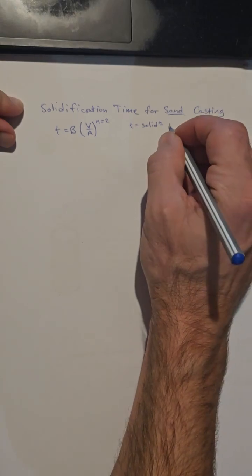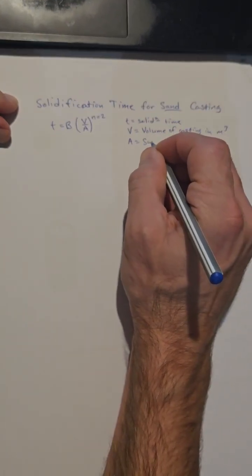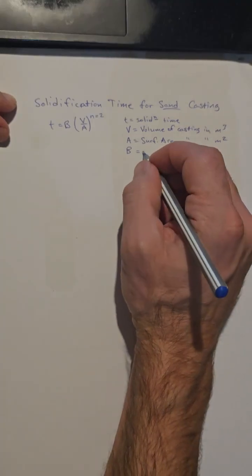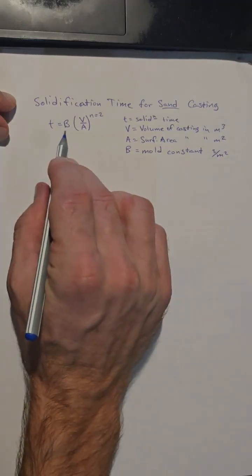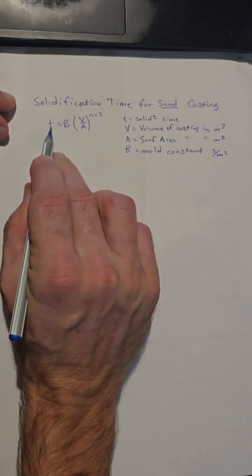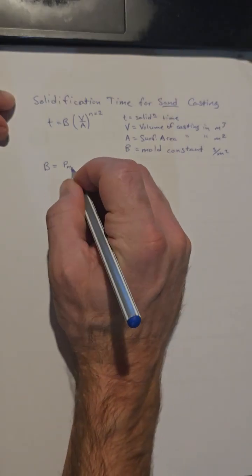T is the solidification time, V is the volume of the casting, A is the surface area of the casting, and B is a mold constant with units of seconds per meter squared so that the units cancel properly, so time ends up being in units of seconds. This B term is pretty complicated.